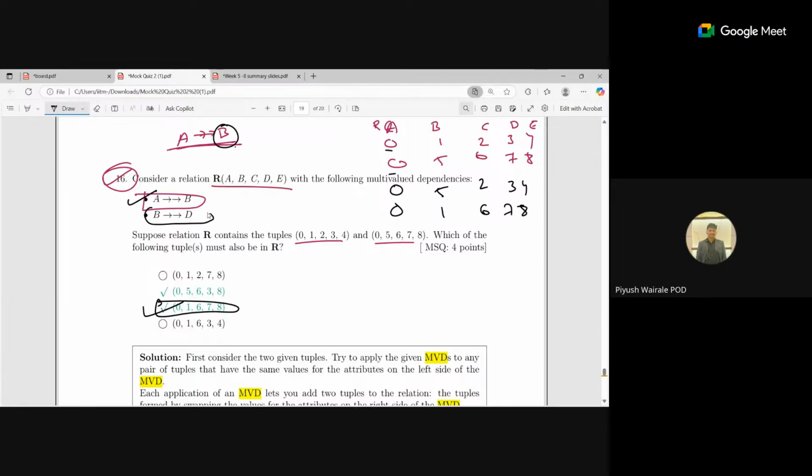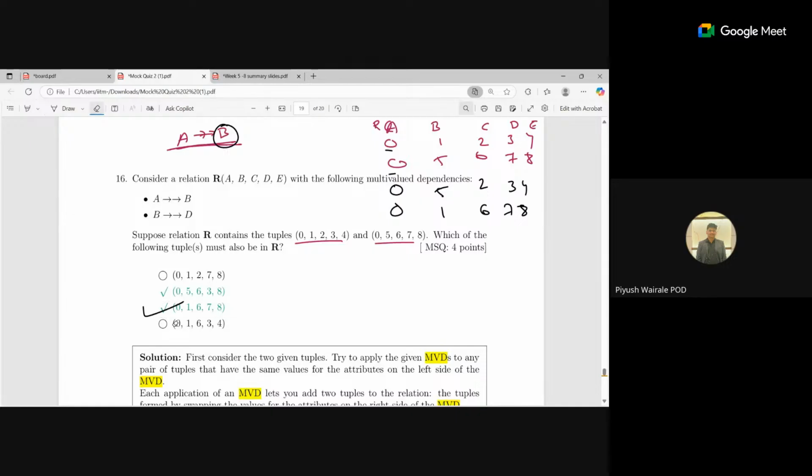What about this one? What to do now? How to check for B multi-determine D? Exchange D values, keeping B values the same, right? Yes, sir. But here we have two B values, 1 and 5. How to proceed then? For 1 we'll exchange the 3 and 7, and then we'll do it again for 5.